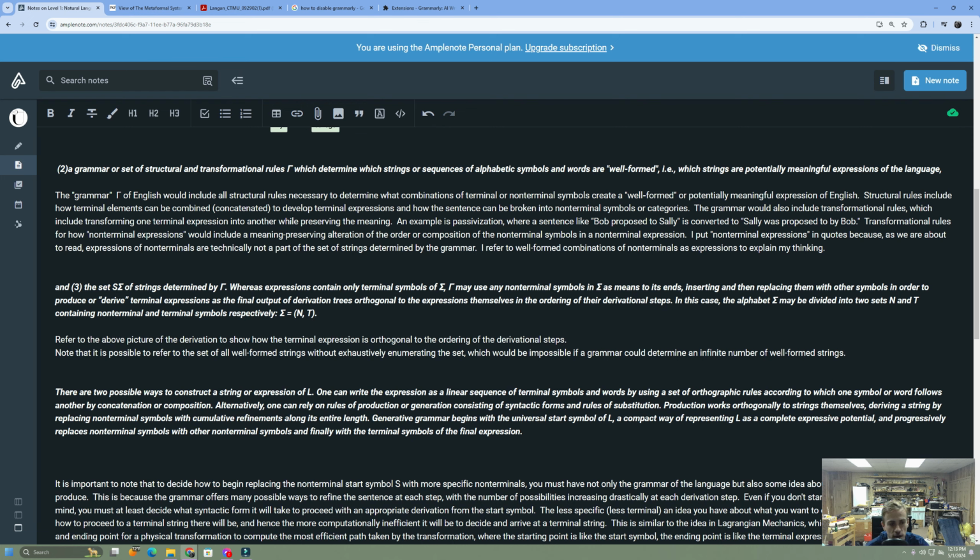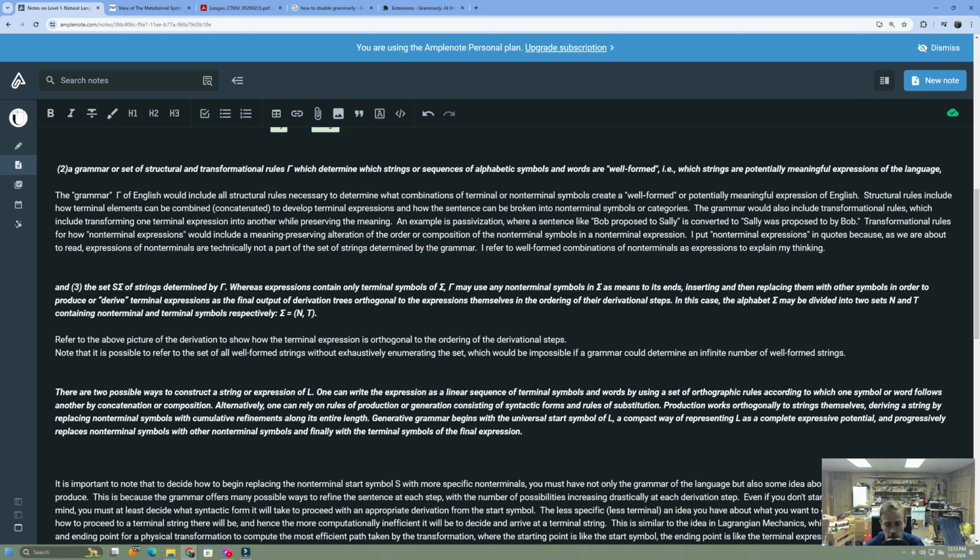So, yes, in 3, you have the set S sigma of strings determined by the grammar, denoted by gamma. Whereas expressions contain only terminal symbols of sigma, gamma may use any non-terminal symbols in sigma as means to its ends, inserting and then replacing them with other symbols in order to produce or derive terminal expressions as the final output of derivation trees, orthogonal to the expressions themselves in the ordering of their derivational steps.